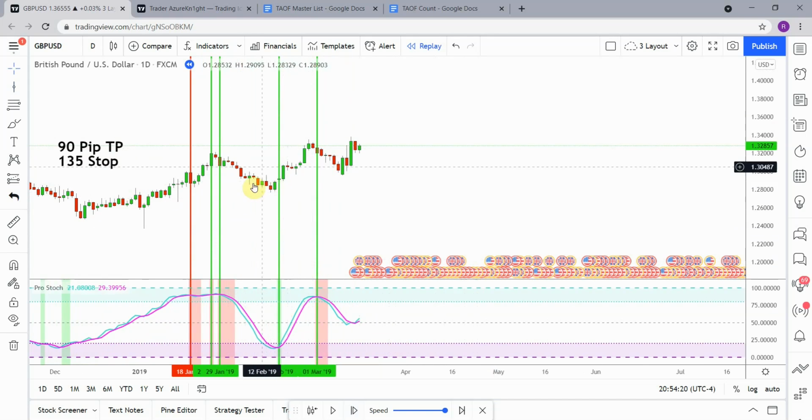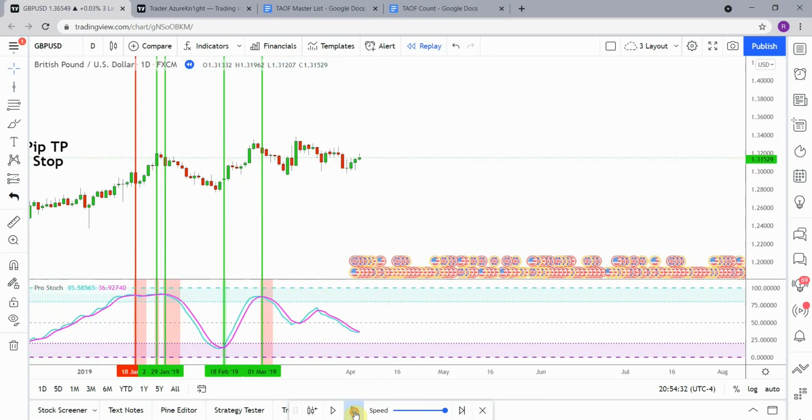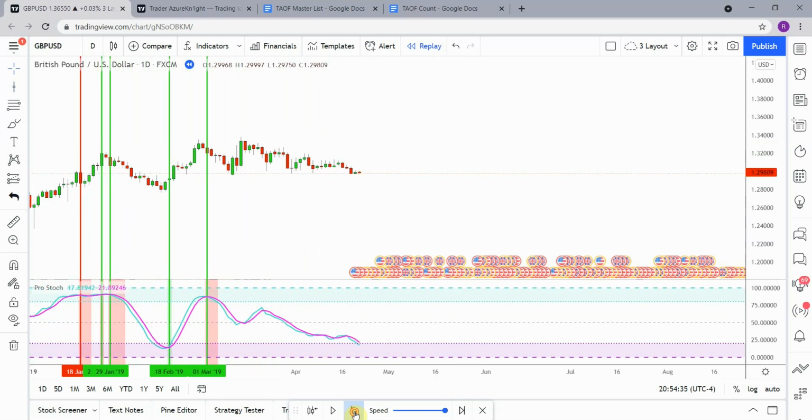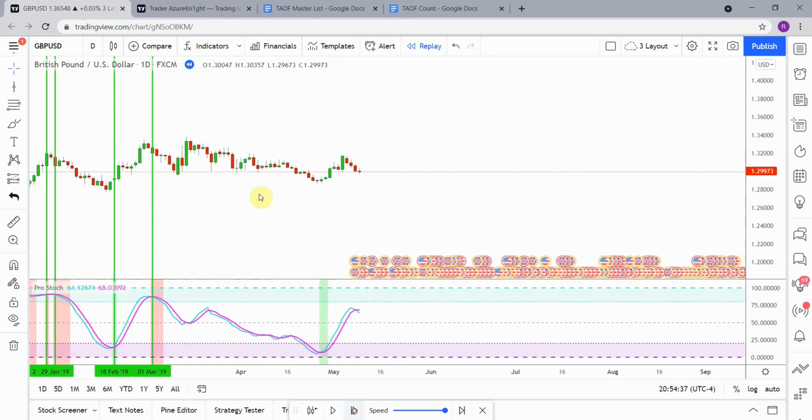All right, so we picked up another long right here on this one. You see that one gets us to take profit pretty easily. And then over here on this side, we picked up a short. Same deal, getting us to take profit. So not too bad so far. Continue on with it here.